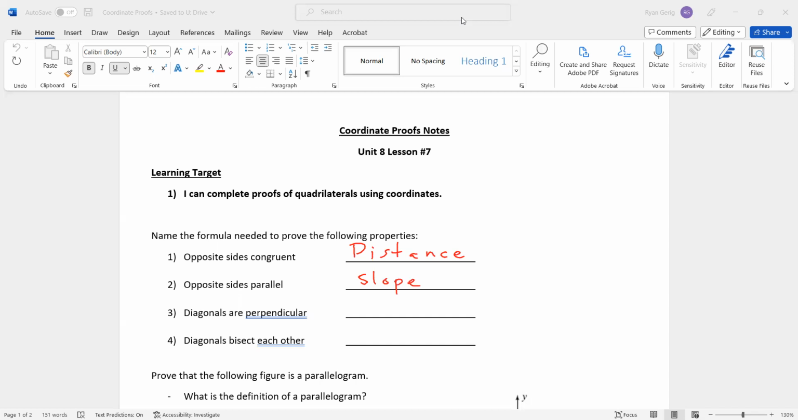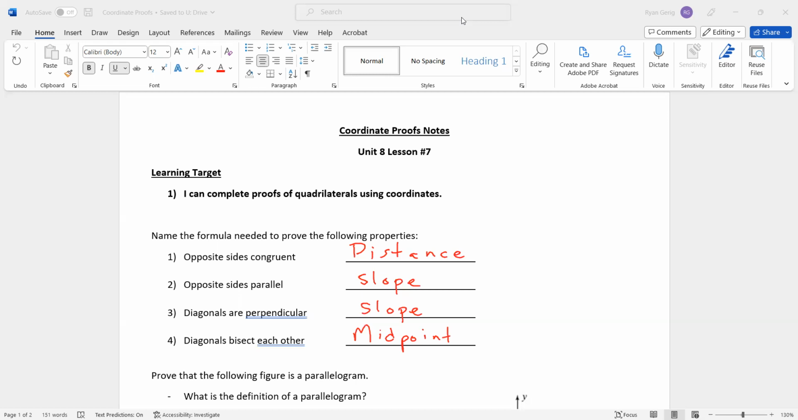How would I show that 2 diagonals are perpendicular? We talked about that property in rhombuses and kites. We would show slope again. Perpendicular deals with slope. And how would I show that diagonals bisect each other? This one's a little bit harder. I'm just going to tell you now, and we'll talk about it in a little bit. That's midpoint. So we talked about all 3 of these formulas yesterday.